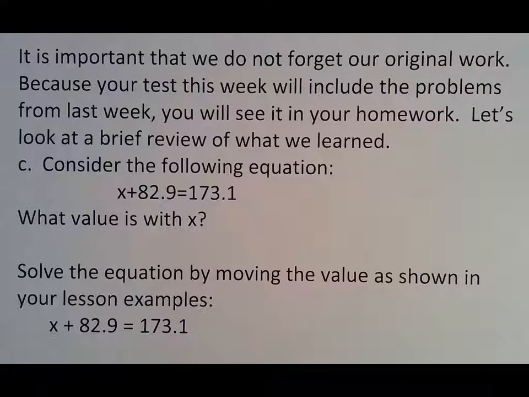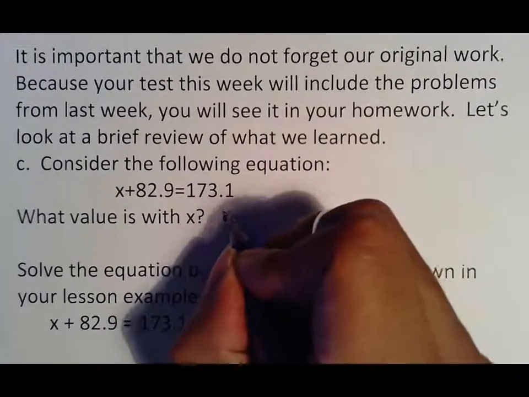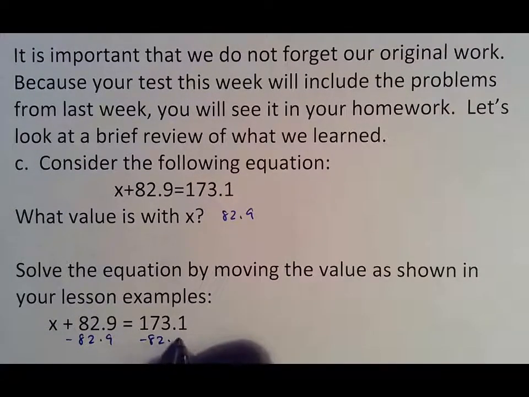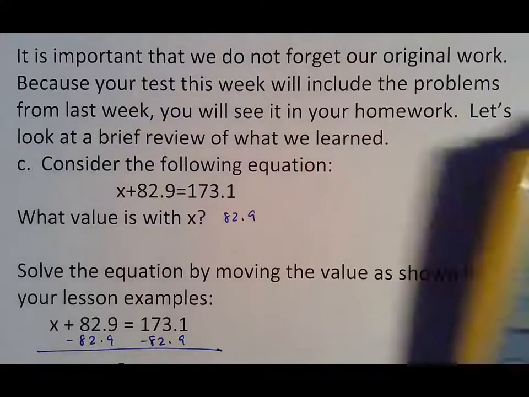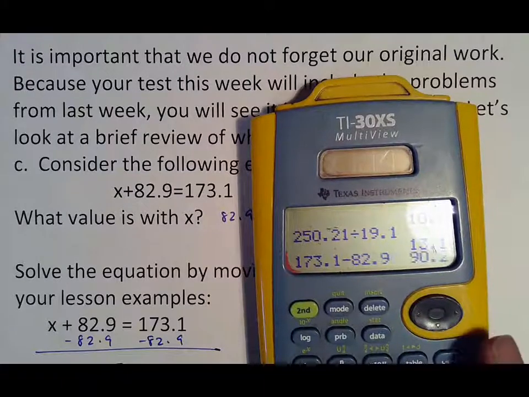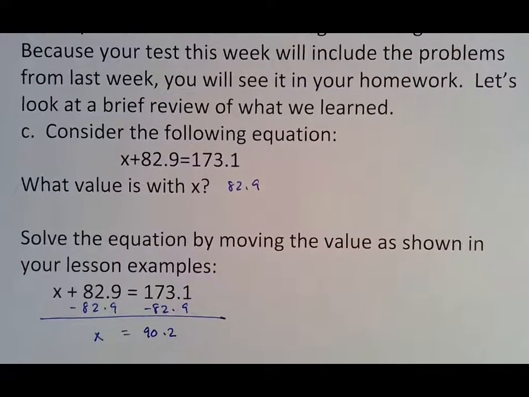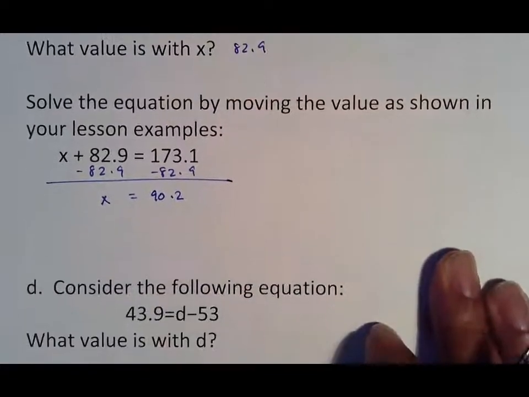And I'm going to do the ones with the decimals in it. So the value with X here, remember, is 82.9. And how do I move a positive 82.9? That is by subtracting 82.9 here, subtracting 82.9 there. Remember that X comes down, that goes away. And so you just do 173.1 minus 82.9, which is 90.2. And that is all. But again, that's pretty much all it is to it.